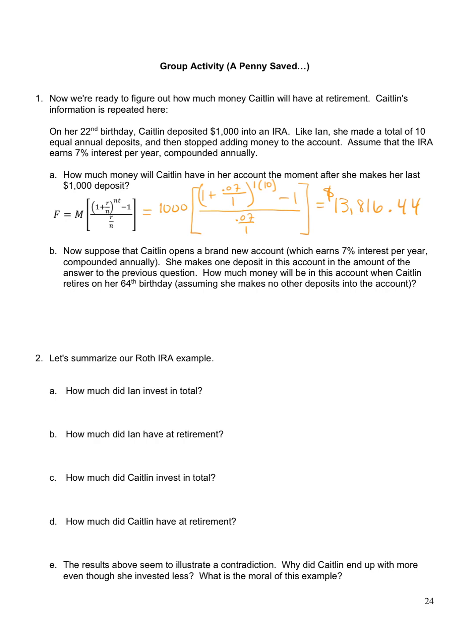For this, I'm going to use my formula for compound interest: present value times 1 plus R over N to the NT. This is just one deposit that compounds yearly. So my initial principal, or present value, is $13,816.44, times 1 plus 0.07 interest rate over 1 compounding per year, and then time.